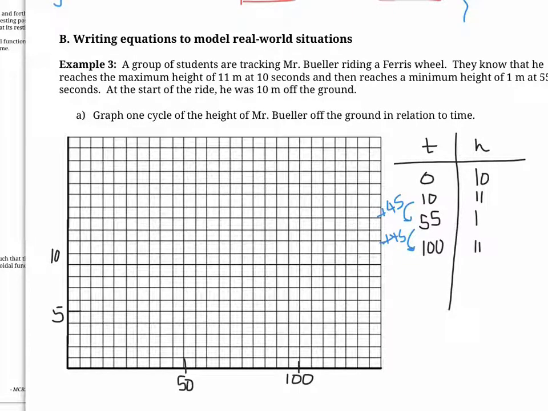So I just put a really quick scale together to measure our time versus our height. I just went up by 5s on the time and I went up by 1s for the height. Let's quickly graph this. So we know that he starts on the Ferris wheel at 10 meters. So we're going to put a dot here. And after 10 seconds, he's at 11 meters. And after 55 seconds, he's at 1 meter. And after 100 seconds, he's back at 11. Okay, so let's connect these dots.